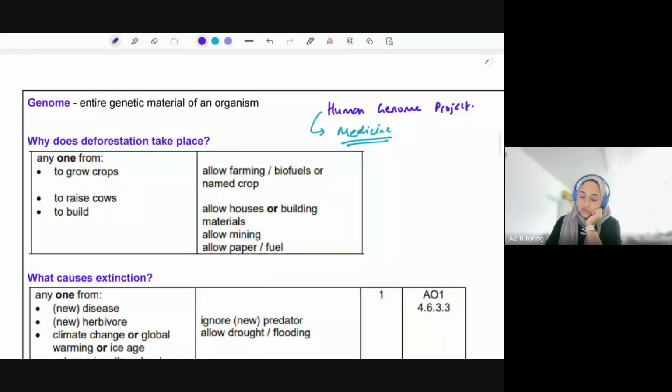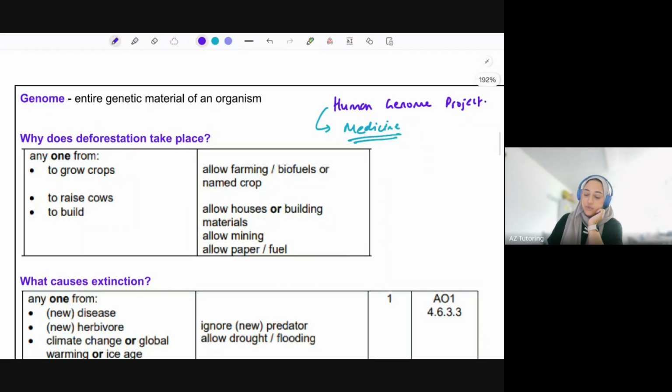Okay, we've got another question here. Why does deforestation take place? I pulled this from the mark scheme because it comes up quite often. So deforestation, remember, that's the process where trees get chopped down. The reason why they do it, usually it's for space, basically, but the mark scheme wants a bit more than that. They want you to explain how exactly that space is used. So the space could be used to grow crops. For example, farmers need a lot of empty land to be able to grow crops. So that's why deforestation takes place.